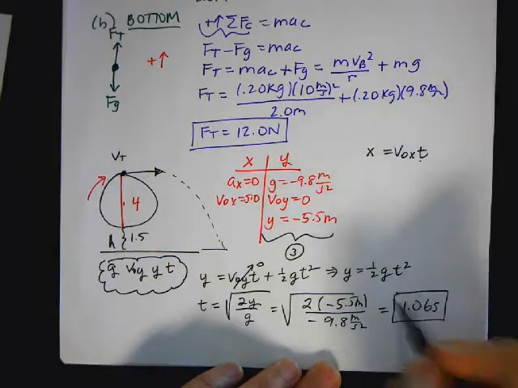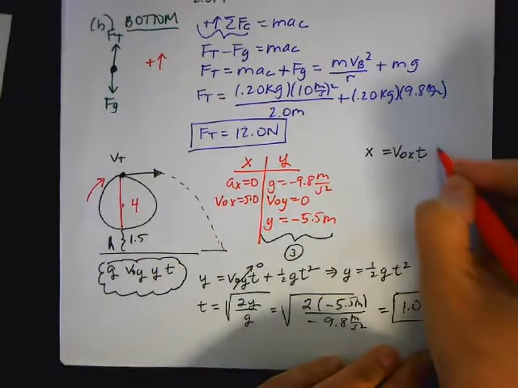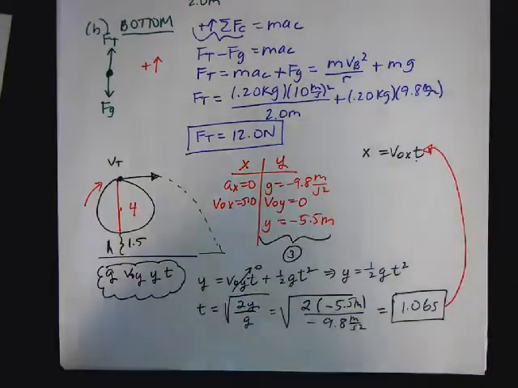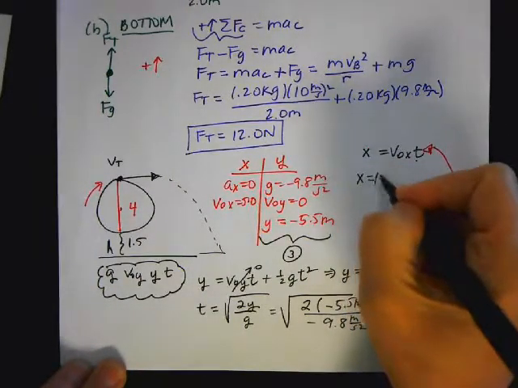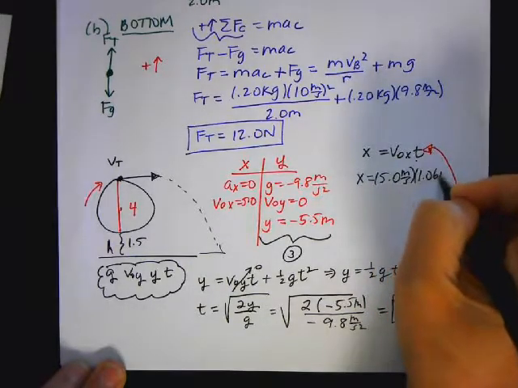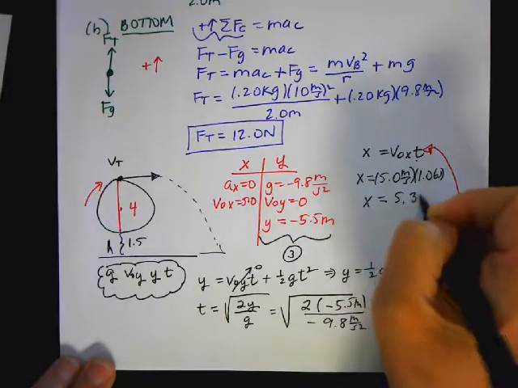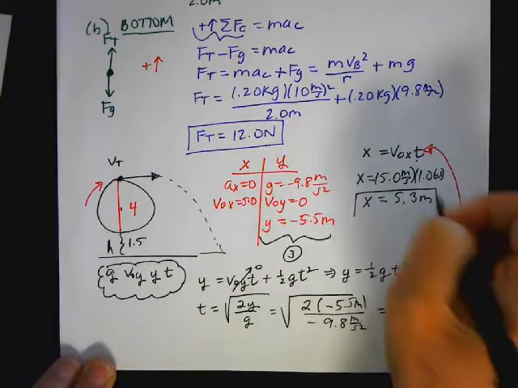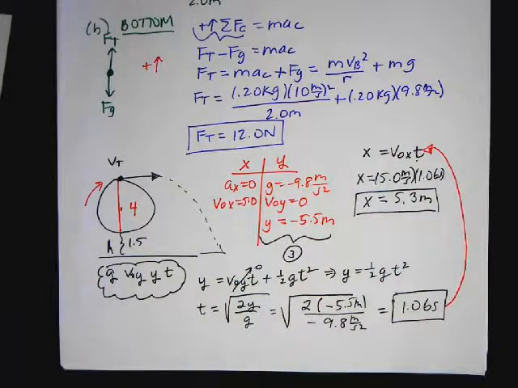And then once I find the time, I'm going to substitute it back in here. So now I'm going to say x is equal to v naught x, which is 5, times the time, which is 1.06 seconds. So x comes out to be 5.3 meters. So again, it's all about the free body diagrams and the sign convention. If you do that, the whole problem just kind of falls into place. And that's it.